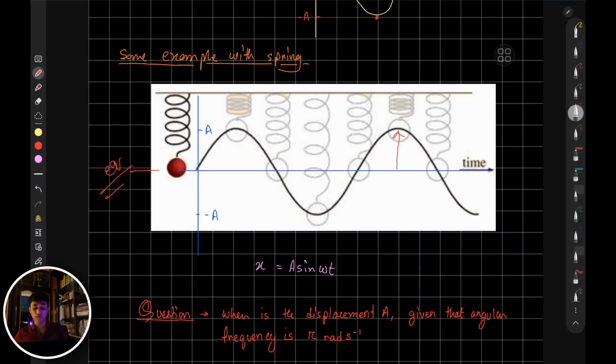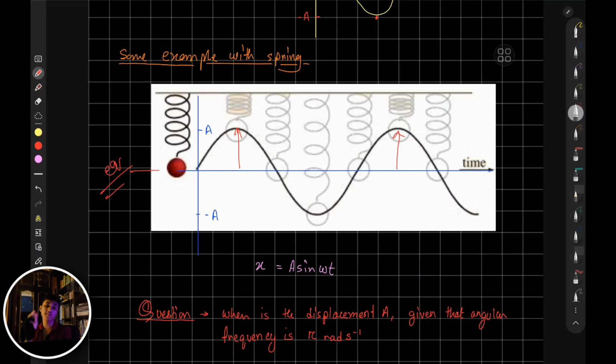Phenomenal. Now if you try to answer a question, I've made a question for this curve only. Let's say, when is the displacement a? Given that the angular frequency is pi rad per second. So the question wants to know at which time will the displacement be a? Not half a, not, I don't know, quarter of a, but it wants a, the entire amplitude or the maximum displacement. So the question is asking you, when will the curve have maximum displacement?